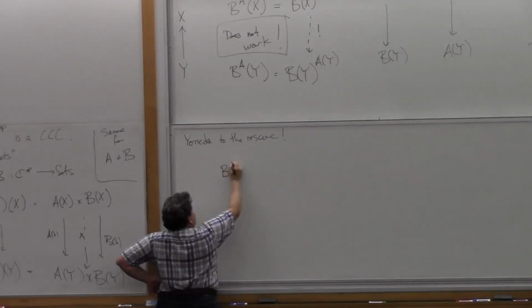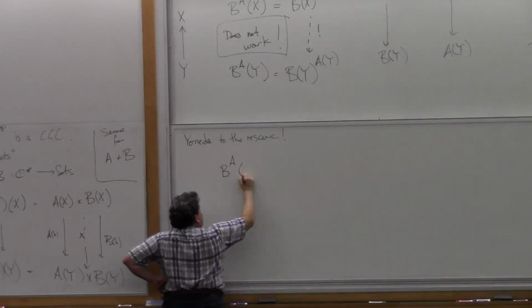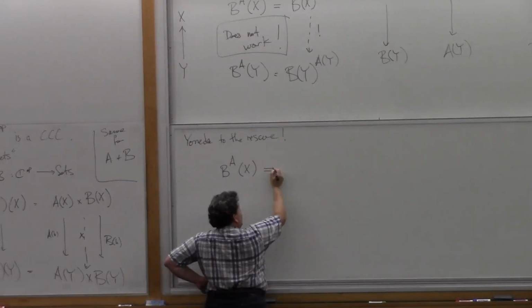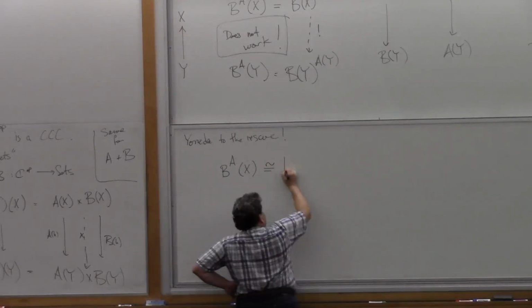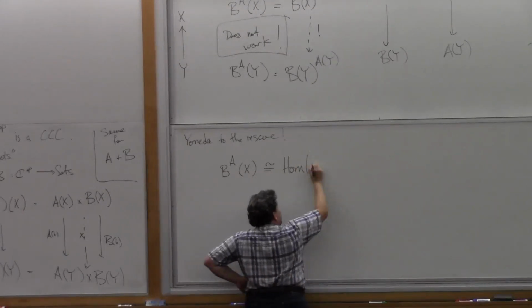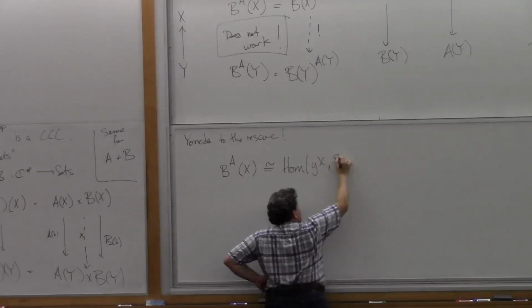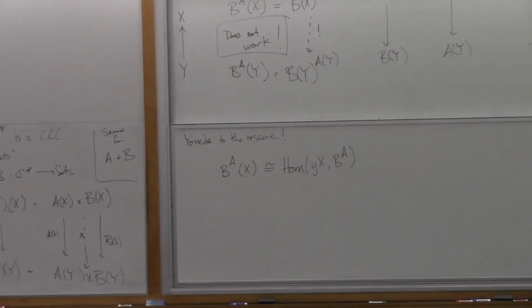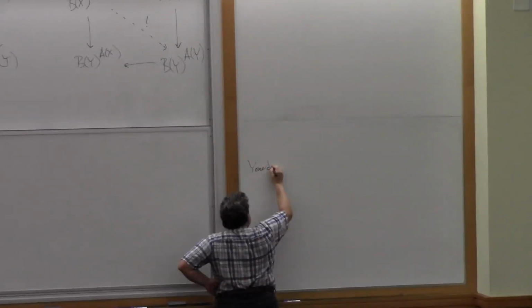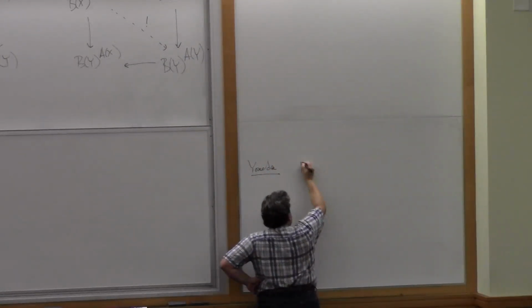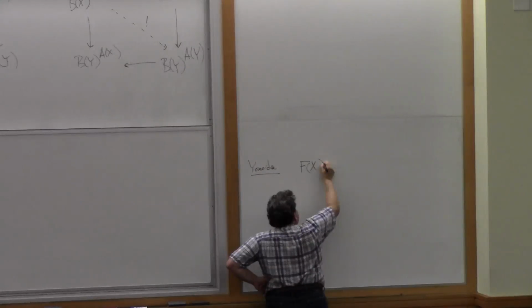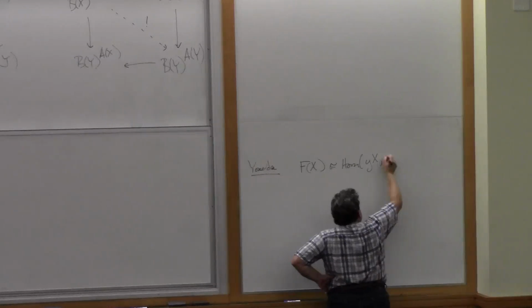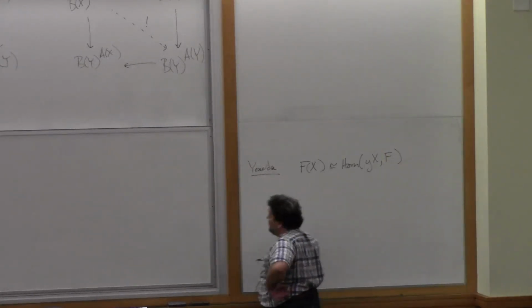We're looking for a functor b to the a, and we're trying to say, what the heck is it? Well, Yoneda tells us what it ought to be. If it exists, we know that it's got to be this. Everybody remember the Yoneda lemma? Yoneda said that for any presheaf f, f of x is hom of the representable into f. That was the Yoneda lemma. Put it on a t-shirt.